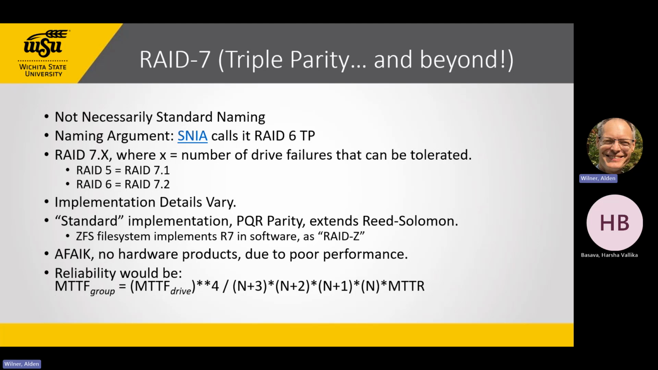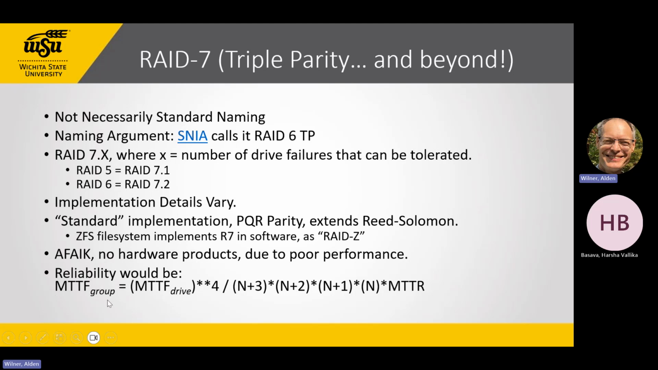Implements RAID 7 in software. They call it RAID Z. There are no hardware products, because when you start calculating this R parity, you have to do a lot of overhead calculations. You have to have a lot of hardware or take time.